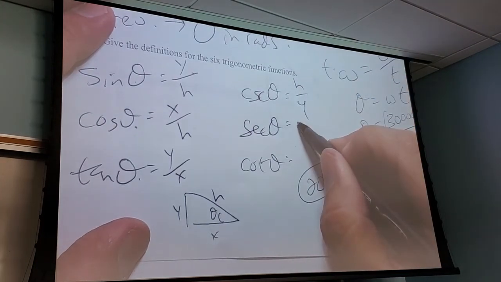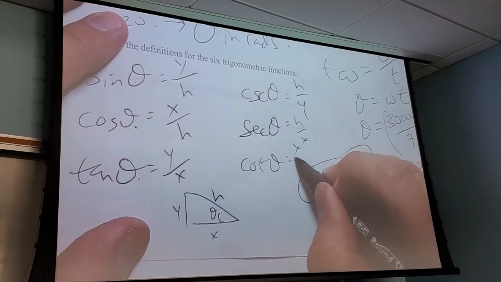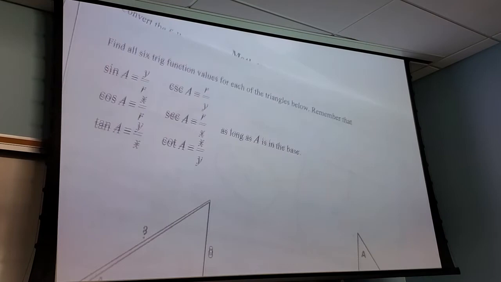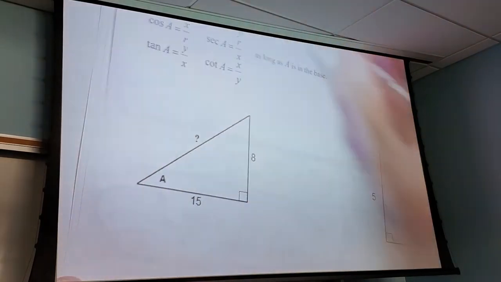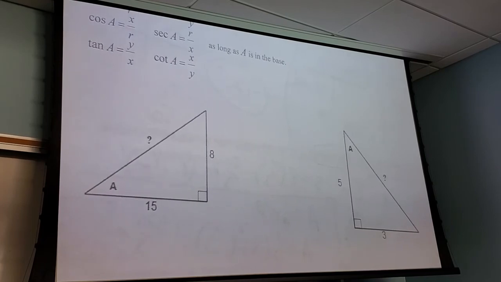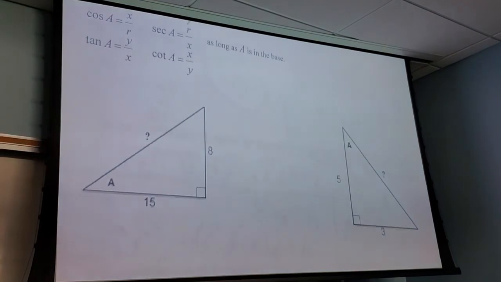What's secant? H over x. And what's cotangent? X over y. Kabam. And if you would have turned this over, you would see this. Now notice here I'm saying r instead of h, but that's kind of like what that is. It's the hypotenuse. I'm sorry, it's the radius of the circle. So when you see r here, it's the same thing as h.